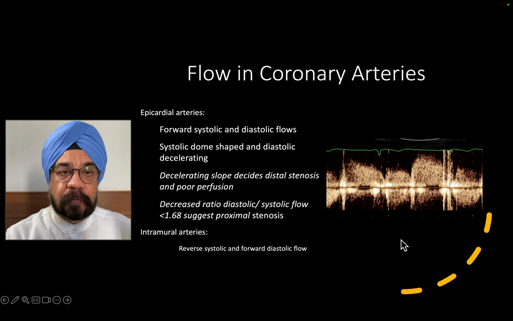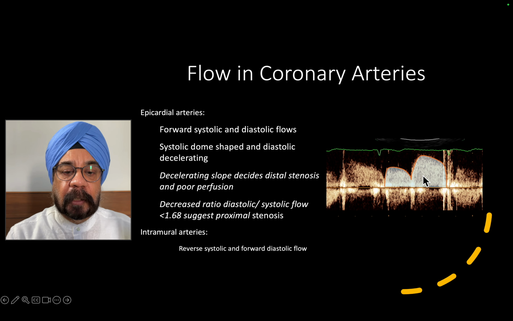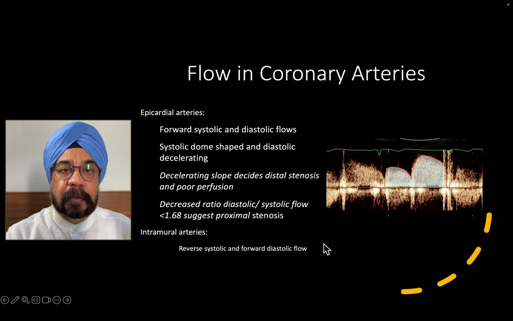You can actually see the flow, you can see the hyperemia by giving various drugs on the coronary artery flow. A lot of studies have been done, and the coronary artery has forward systolic and diastolic flow. The main flow in the coronary artery is in diastole, lesser in the systole, and this ratio is very important to rule out a proximal coronary artery obstruction. Intramural coronary arteries have a systolic reversal and only the diastolic flow.